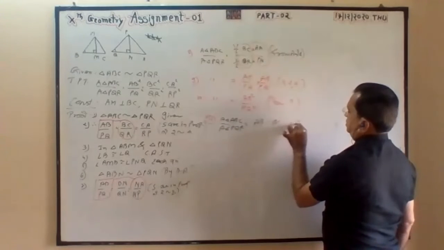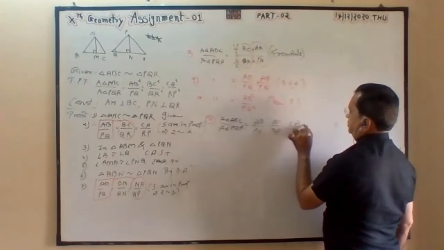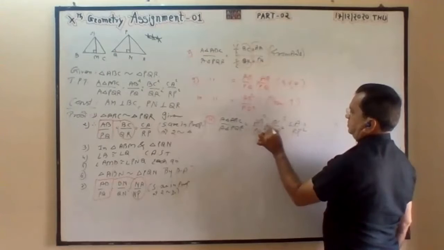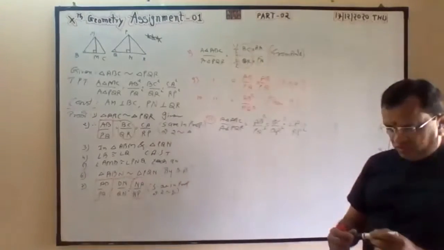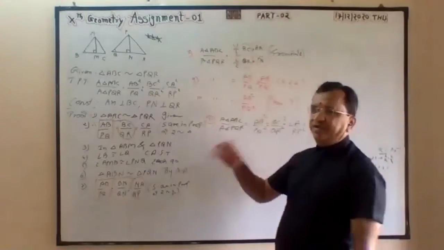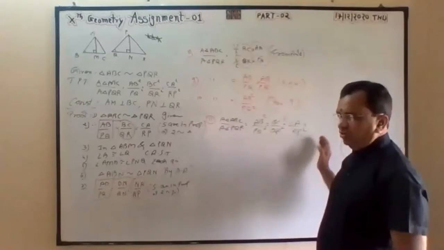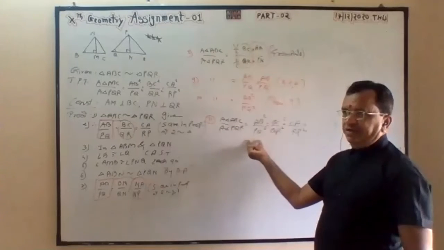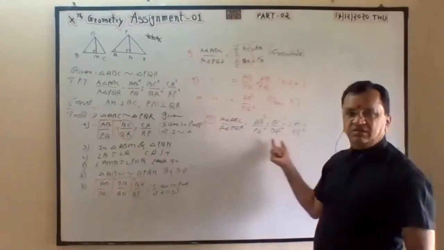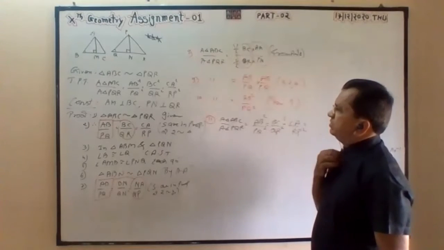AB, BC, CA over PQ, QR, RP. Only one side's square ratio needs to be equal to the area ratio for you to prove it, because all three sides are in the same proportion. So if the ratio is the square of this, the rest is already known.